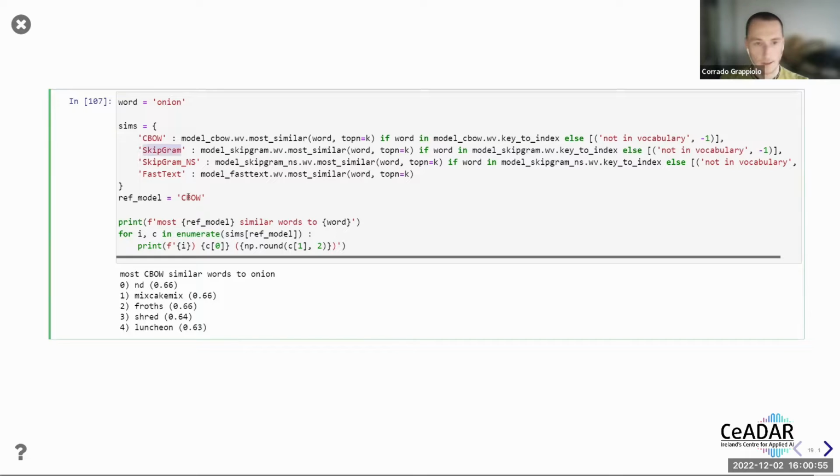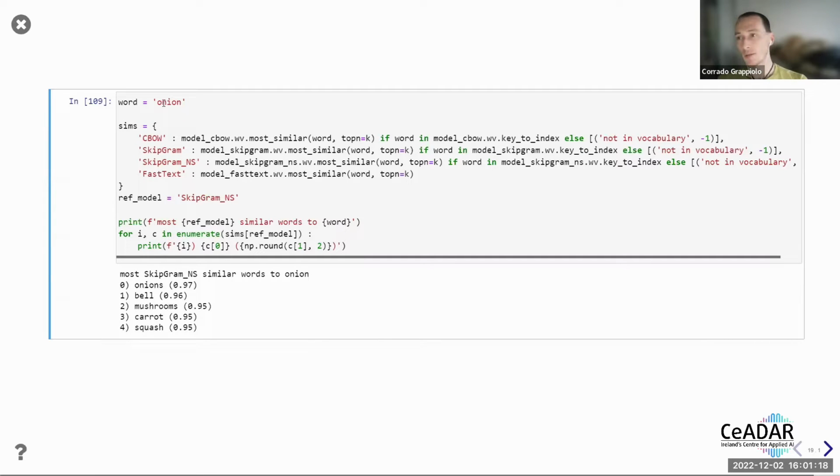We can look at what skipgram returns as most similar words, similar to continuous bag of words, and this is the remarkable bit: when we introduce negative sampling, we get much more, at least expected, similar words to onion than what we saw before.